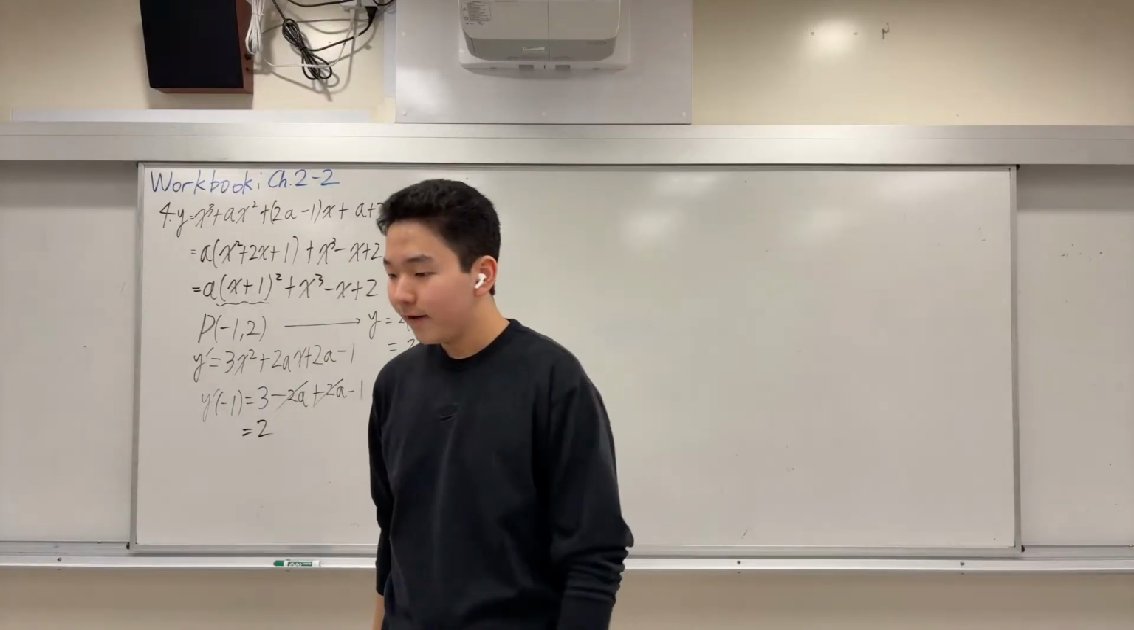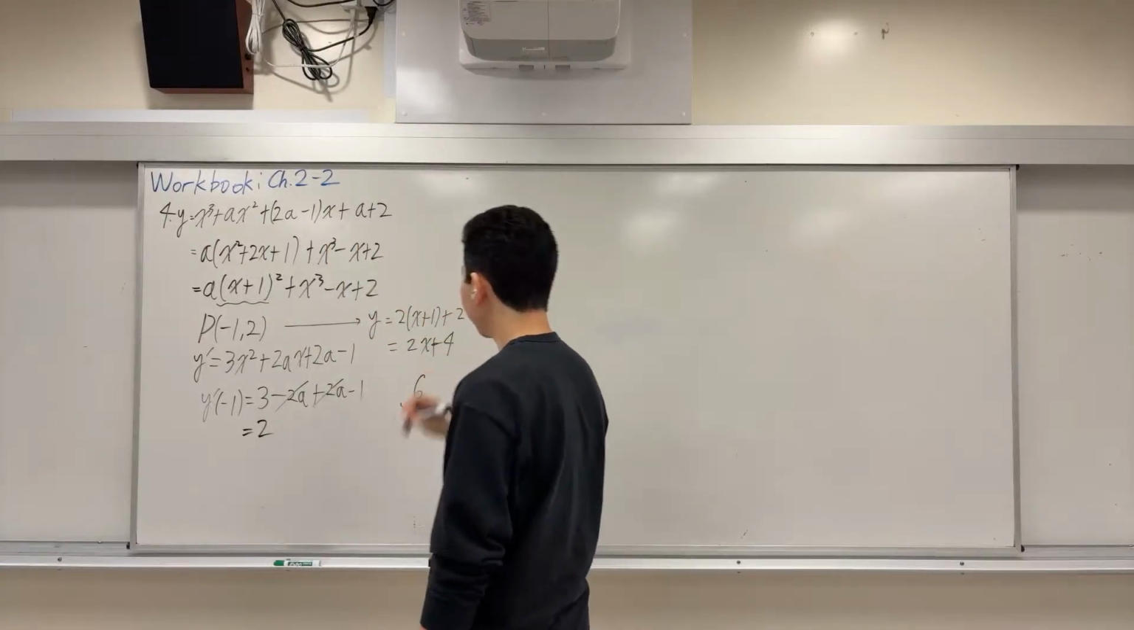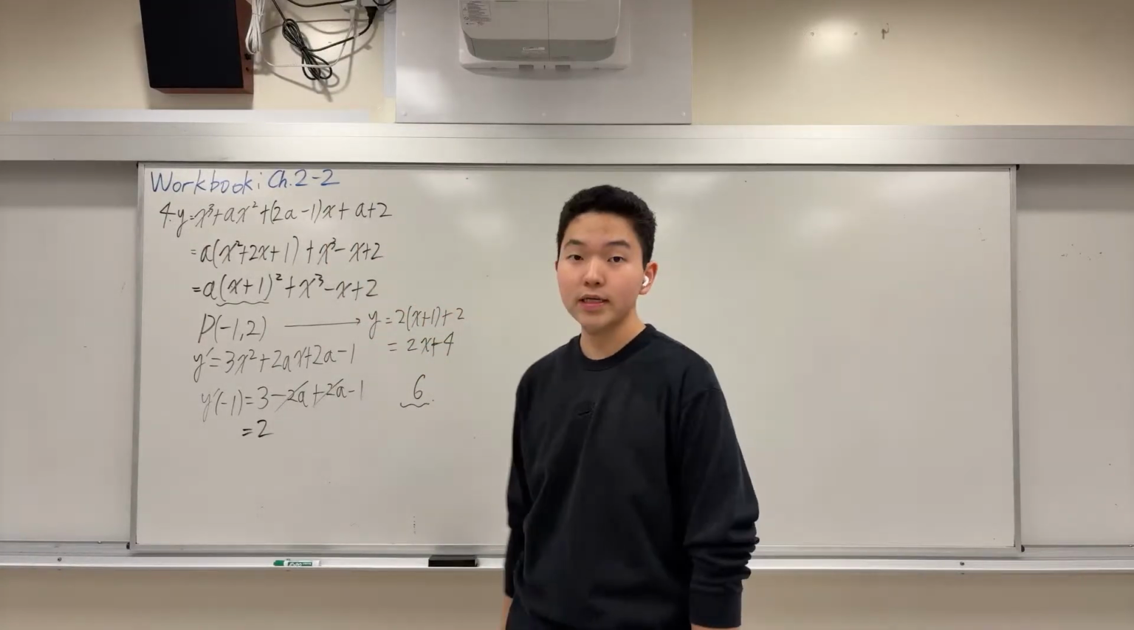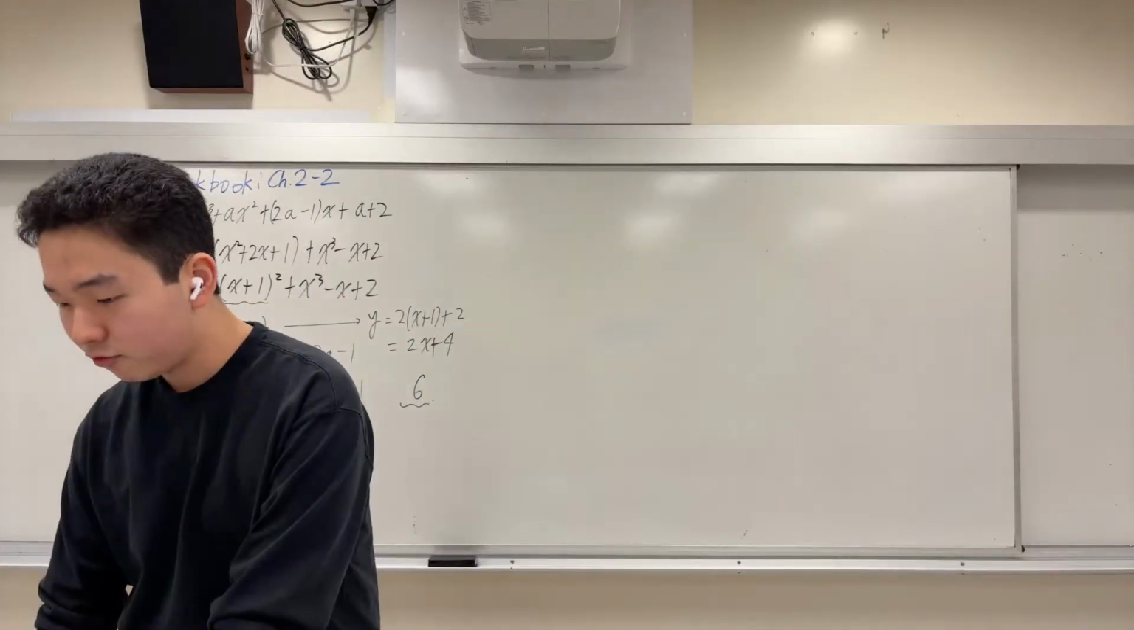All right, so the value of m plus n would be 2 plus 4 equals 6, and that would be our final answer for number 4. All right, so kind of a cool problem there.